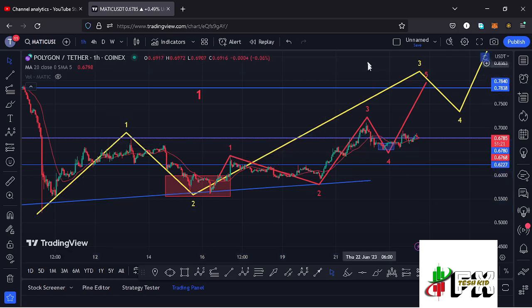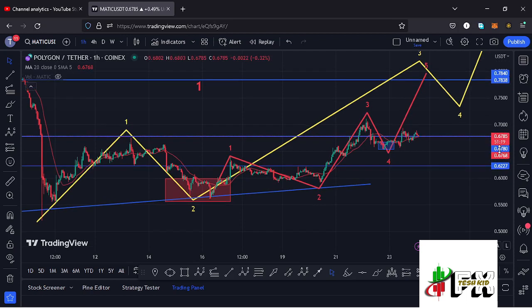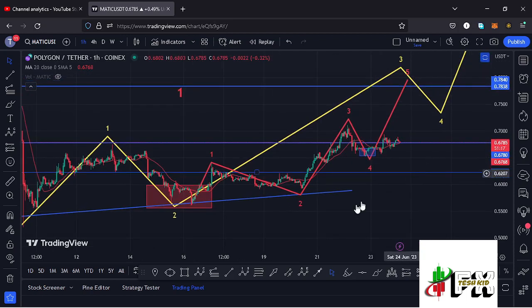And in case the retest of this key area of support is a success, then we can expect Matic to continue gearing up, see a break above our next key area of resistance at around the $0.7838 mark, get a successful retest before we can continue gearing up and fully maximize the fib level 1.18 at around the $0.81 mark, and also put in place the high for that third wave to the upper side.